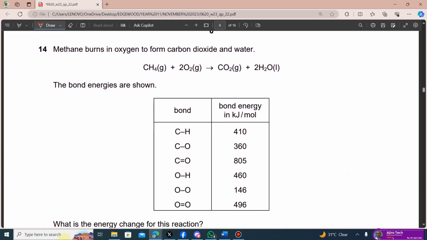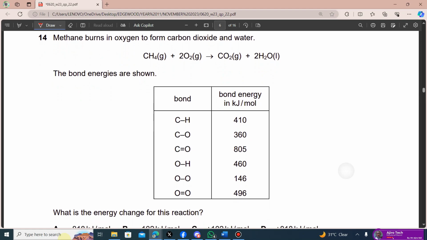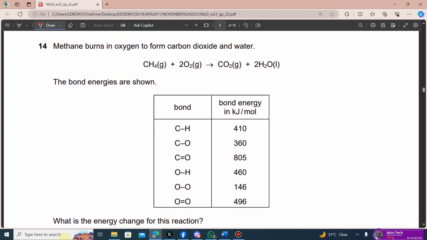Now question 14, we are asked to find the energy change for this reaction. This is going to be a bit lengthy, but we have to do it so we understand. So methane, we have 4 hydrogens attached to it, so we have to get the total energy to break the bonds first. So to break this bond here, this is oxygen itself, okay, so we have oxygen here.